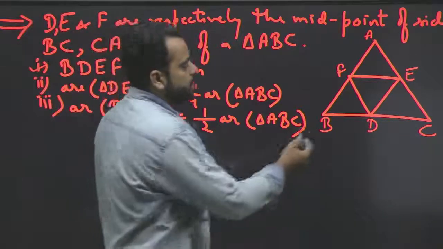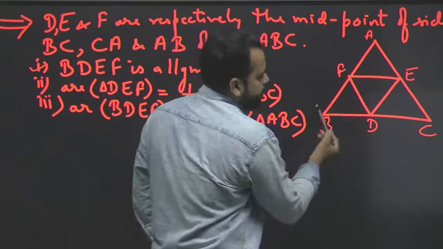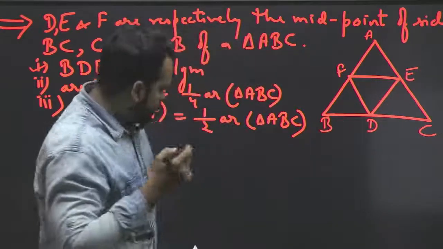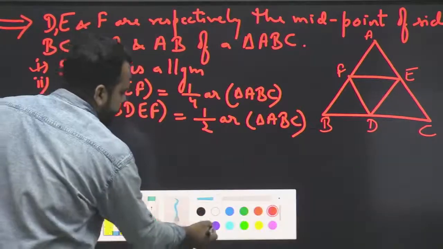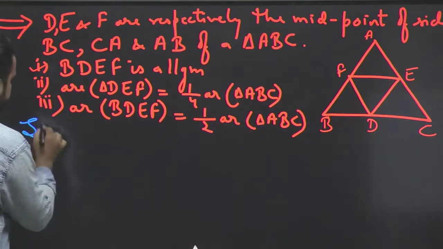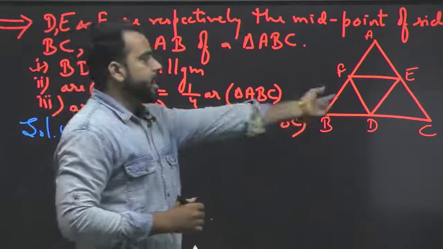BDEF is a parallelogram. Where is BDEF? Here, BDEF. We need to prove that this is a parallelogram first. Okay, so here we go in the solution. The first part is: BDEF is a parallelogram.